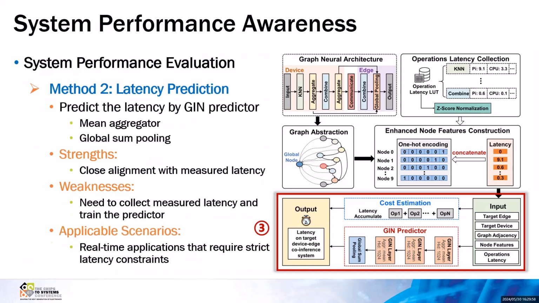And the second method is latency prediction. We construct a predictor based on 3 GNN layers with a global sum pooling layer to extract graph information. After careful training and tuning, this well-polished predictor can accurately estimate the inference performance of candidate architectures on the target hardware. It is very well suited for applications with high real-time requirements.